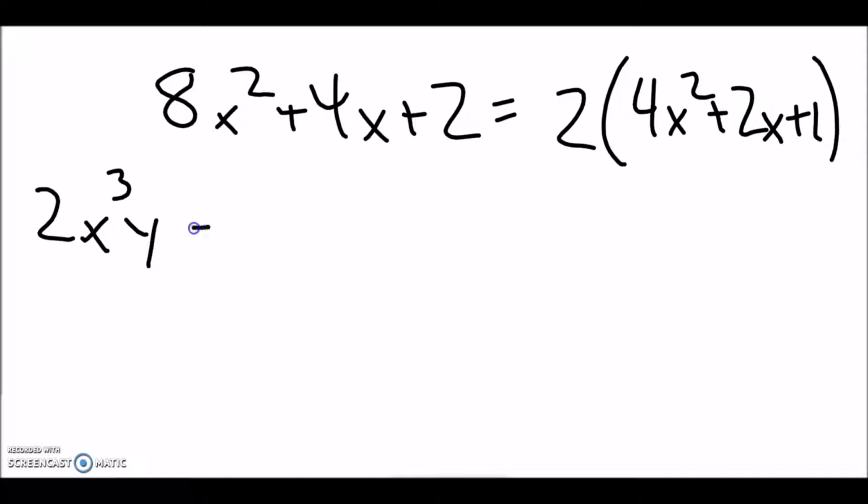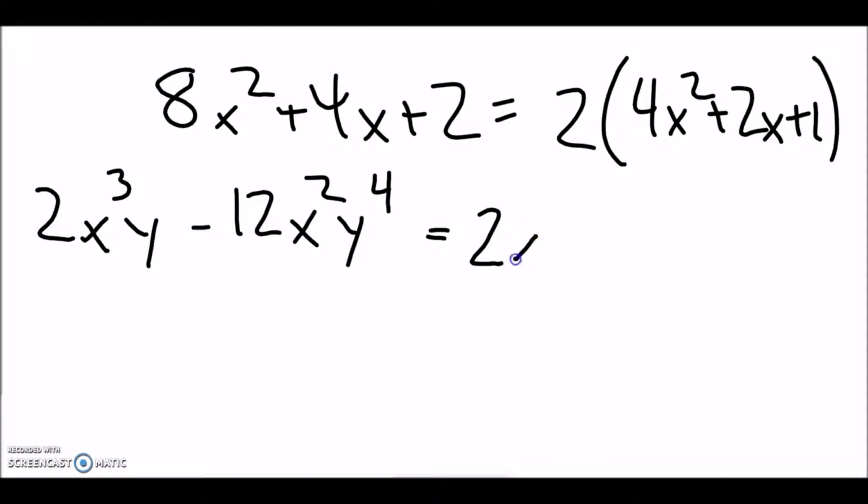2x cubed y minus 12x squared y to the 4th. Looking at the numbers 2 and 12, the greatest common factor is 2. X cubed means 3 x's in the first term, 2 x's in the second term, so the greatest common factor is x squared. And if I have a y in the first term and a y to the 4th in the second term, the greatest common factor is y.